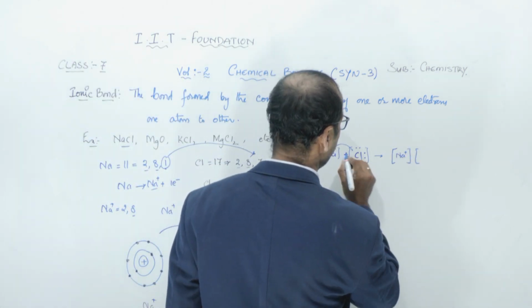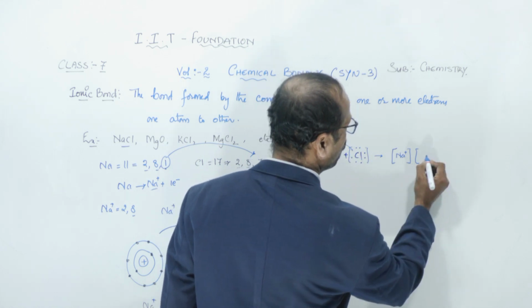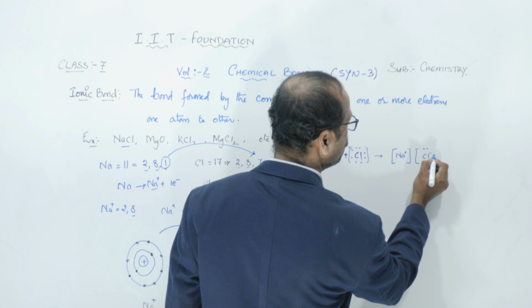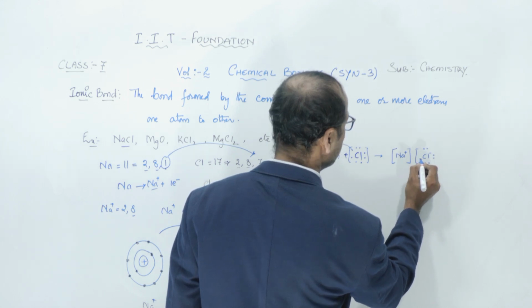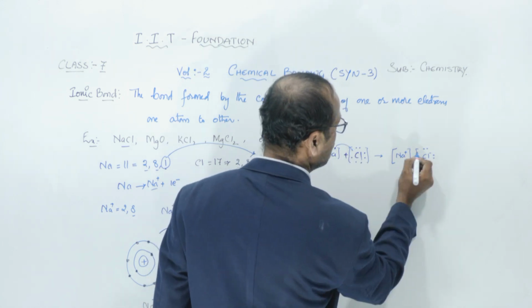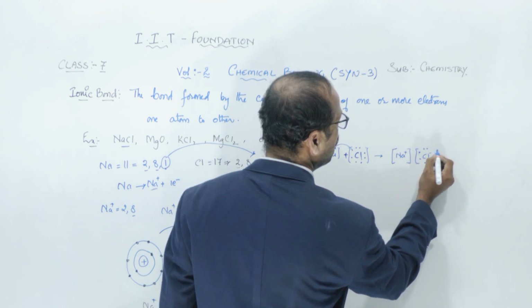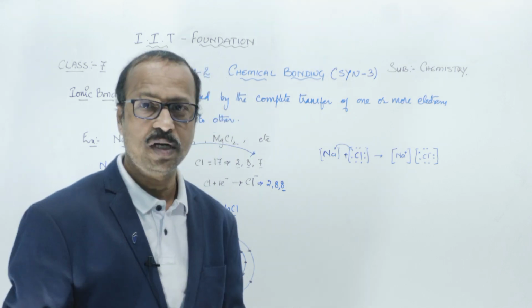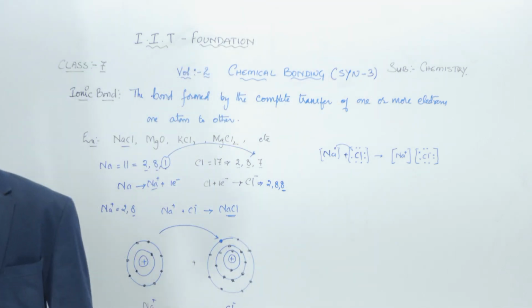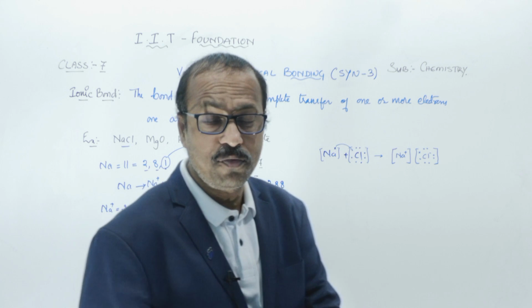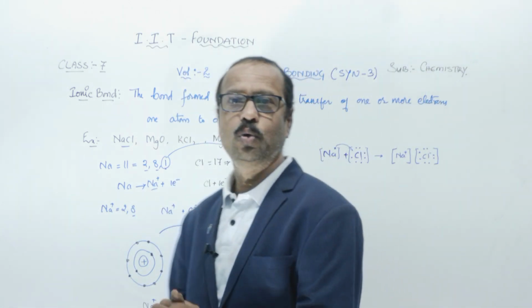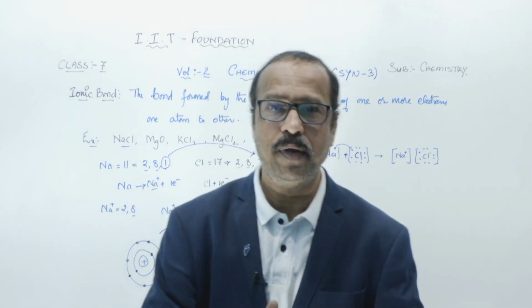And here, the one electron is gained by the chlorine. Chlorine becomes negative. Now 1, 2, 3, 4, 5, 6, 7, 8 electrons are there. And this cross is also an electron, only to represent it. So this is the electron dot structure of the formation of sodium chloride. See how many different ways I explained it to you.